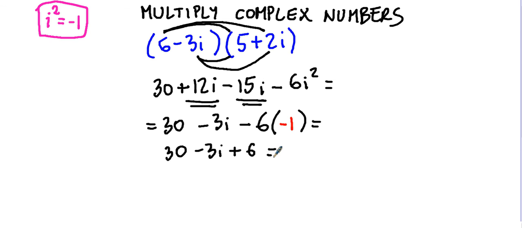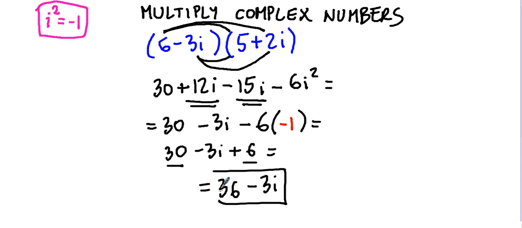And we're going to simplify some more. So we'll have 30 plus 6 is 36 minus 3i. And this is our final answer.